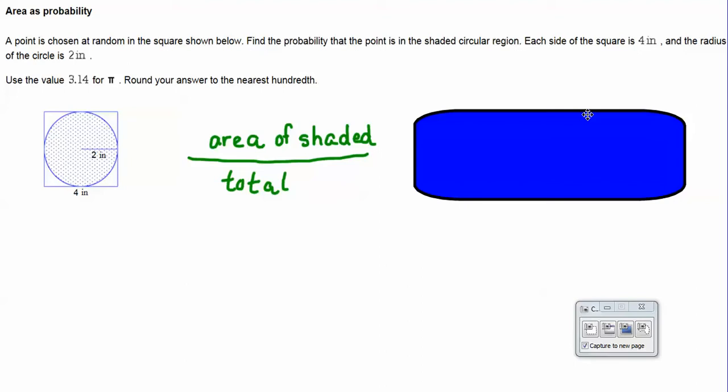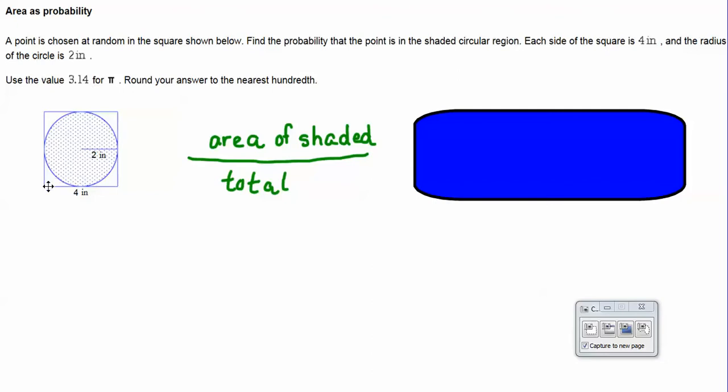So let's just work it through step by step. First of all, I know that the probability means my chance of landing in this shaded region compared to my chance of landing in the entire total region. So I've got a pretty good chance of landing in that shaded region here.